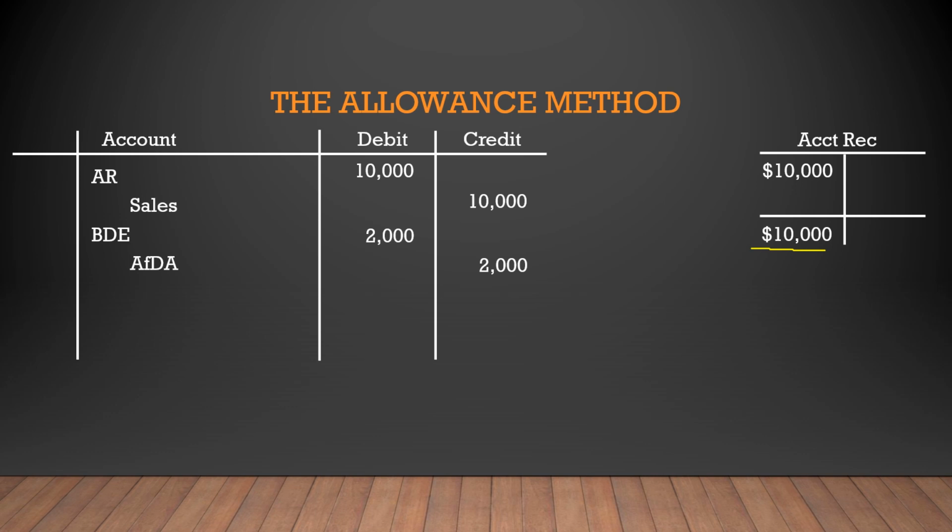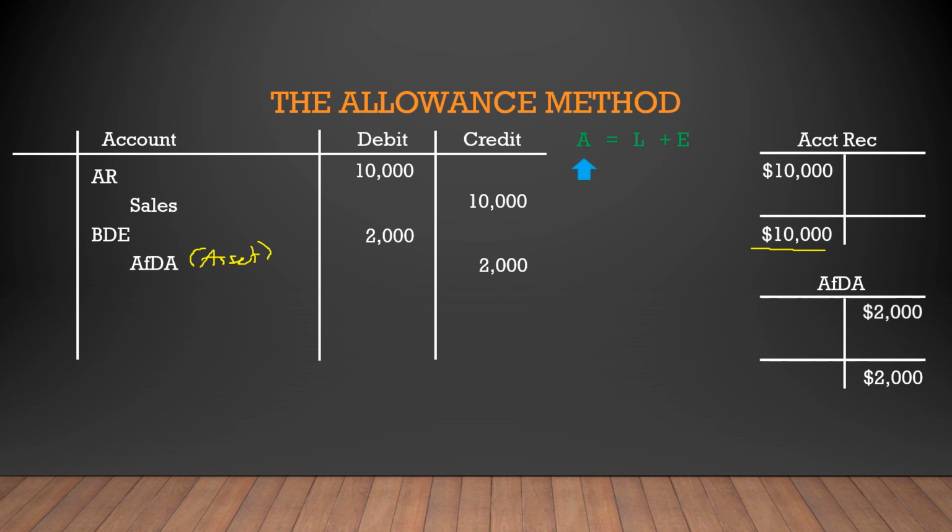AFDA is a contra asset account, just like accumulated depreciation. This means that even though it carries a credit balance, it's technically an asset account. Consequently, it will be paired with AR, its parent account, in the balance sheet. By carrying a credit balance, AFDA reduces the value of our assets, specifically AR. Consider that the debit to AR from our credit sales increased our assets, and the credit to AFDA decreases our assets.